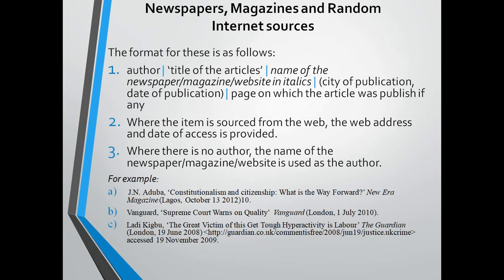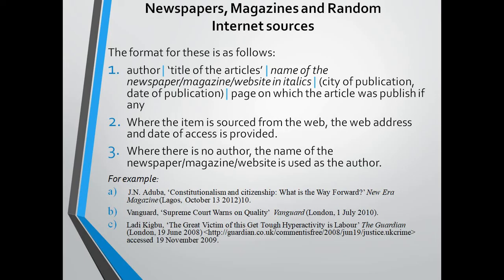We move over to newspapers, magazines, and random internet sources. The format for these is as follows. As always, you write the author, the title of the article. I think the method for citing newspapers, magazines, and random internet sources is actually very similar to journal publications, but we'll see the difference. You write the author, the title of the article in inverted commas, then the name of the newspaper, magazine, or website is put in italics. Then you write the city of publication and date of publication in brackets. And then you put the page on which the article was published, if any. That is the first rule.